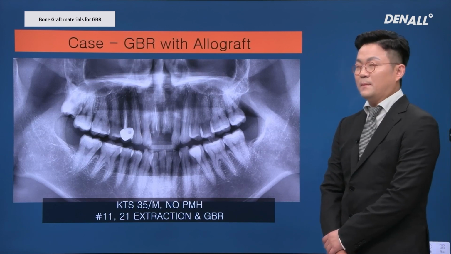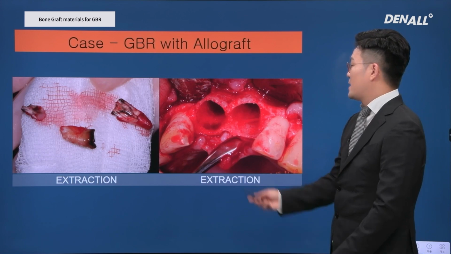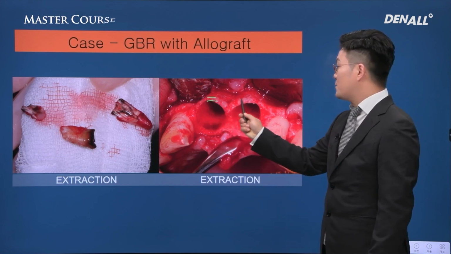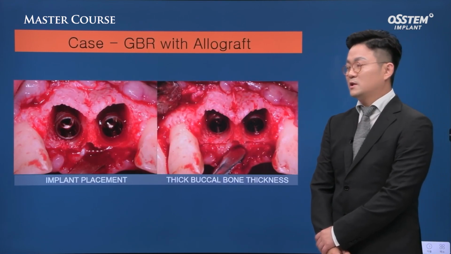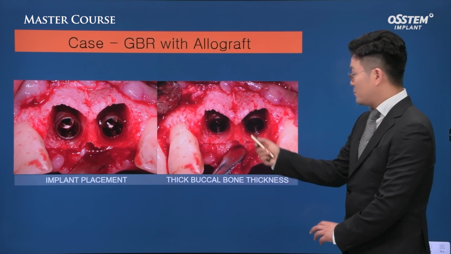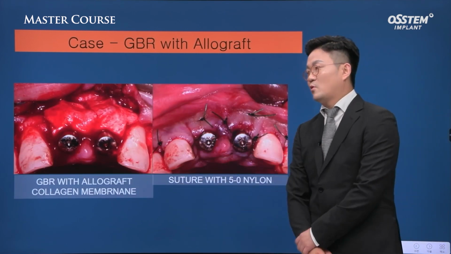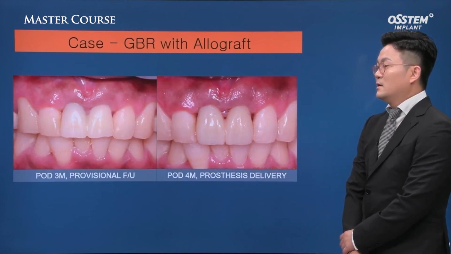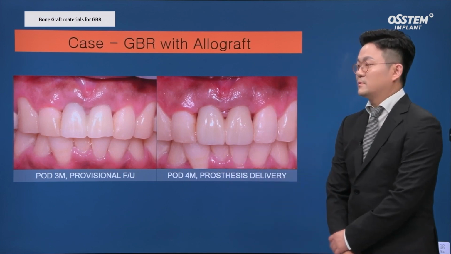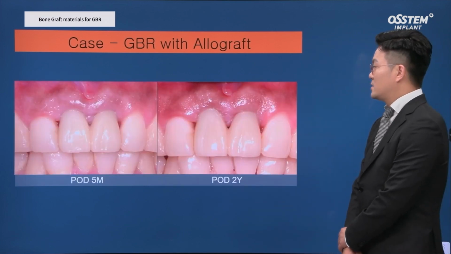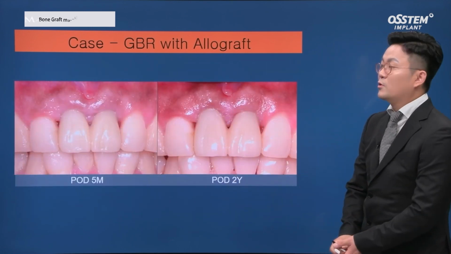Another case, in the anterior region, 2 posts fell off, so implant placement was done. The buccal bone is pretty good, so 2 implants were placed and the bone quality was okay. So allograft was put inside. It was covered by membrane and sutured. Provisional teeth were used for 3 months and changed to the final prosthesis at 4 months. At 5 months and 2-year follow-up, soft tissue healing and everything looks okay.